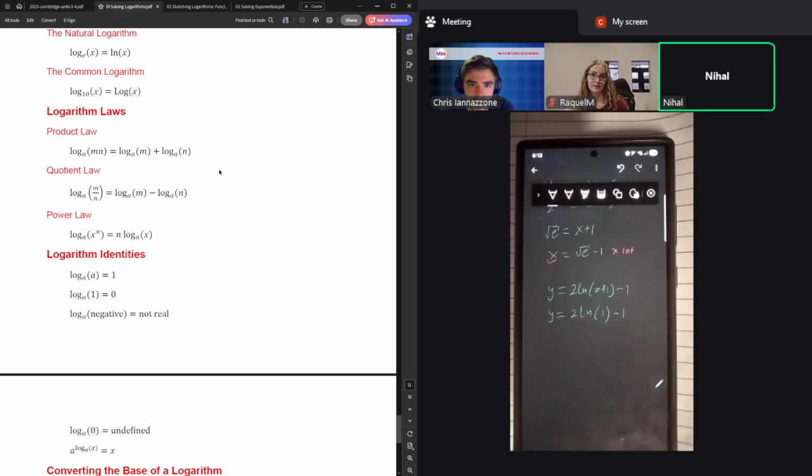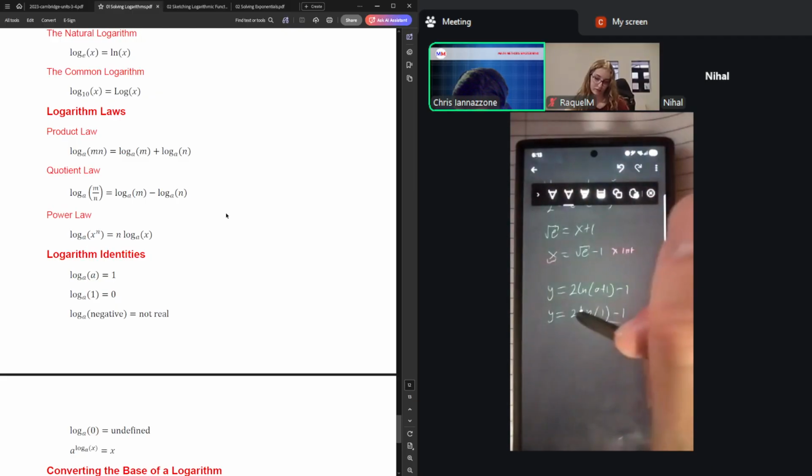So that's natural log of 1, right? Yeah, we can make that 0. Absolutely. That's one of our logarithm identities. Anytime the bracket is 1, it becomes 0. So that whole thing disappears.